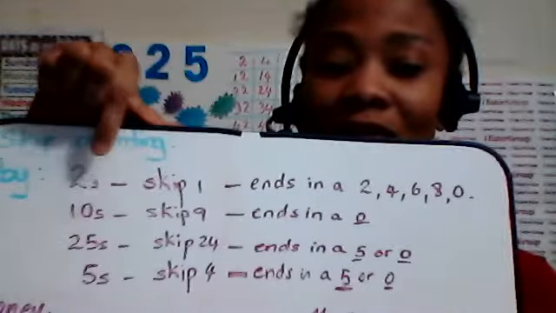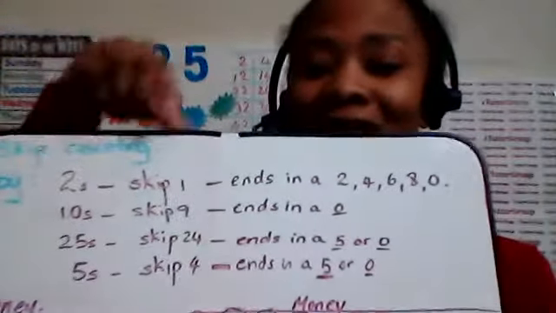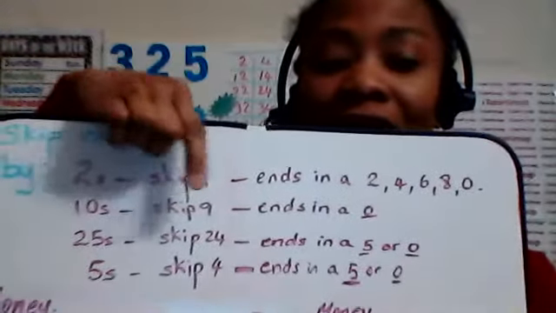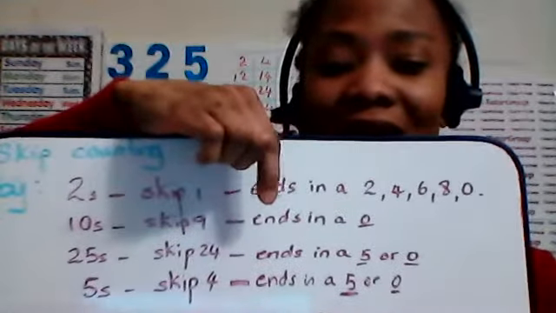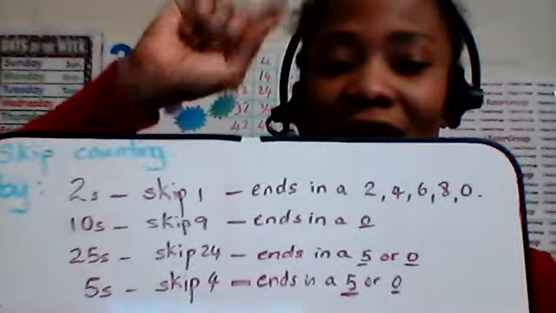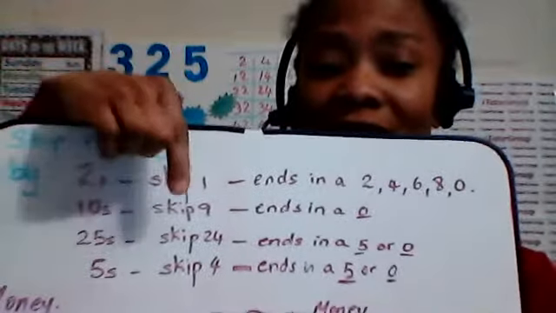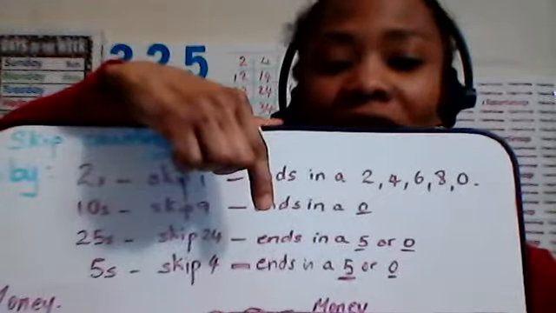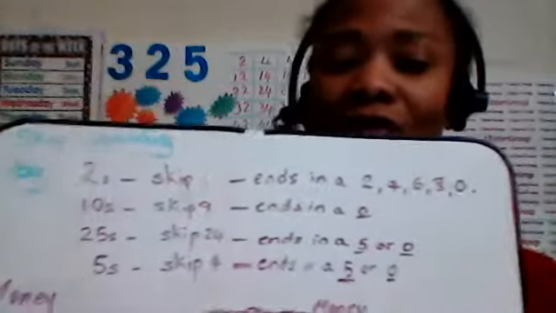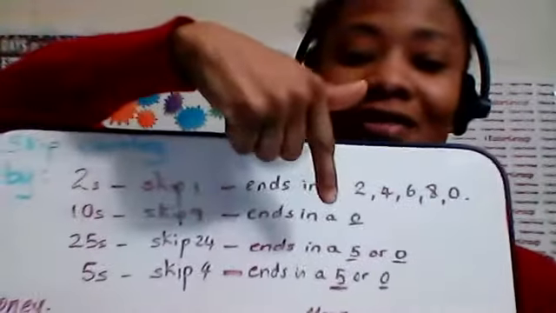Another point to note, when skip counting by twos, we skip only one number. And then we say the next number. Skip counting by tens, we skip 9 digits and we say the 10th digit. Skip counting by tens, end in a 0. Every single number ends in a 0. When we're skip counting by 25s, we skip 24 and we say the 25th. Therefore, all these numbers will end in a 5 or a 0. When skip counting by fives, we skip 4, and all our numbers end in a 5 or a 0, as you will see.